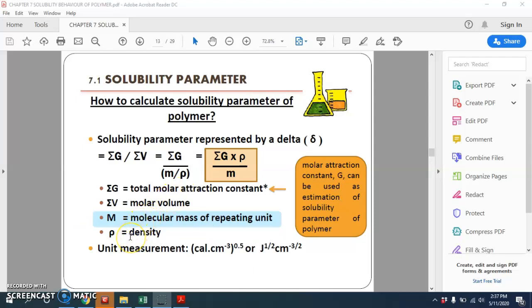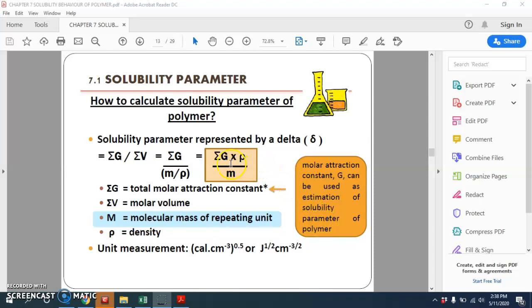Okay, P is the density also be given, and M is the molecular mass of repeating units. And you have to find the molar mass based on the atom number. And the unit of measurement is J^(1/2) cm^(-3/2). And G, the molar attraction constant, can be used as an estimation of the solubility parameter of a polymer.